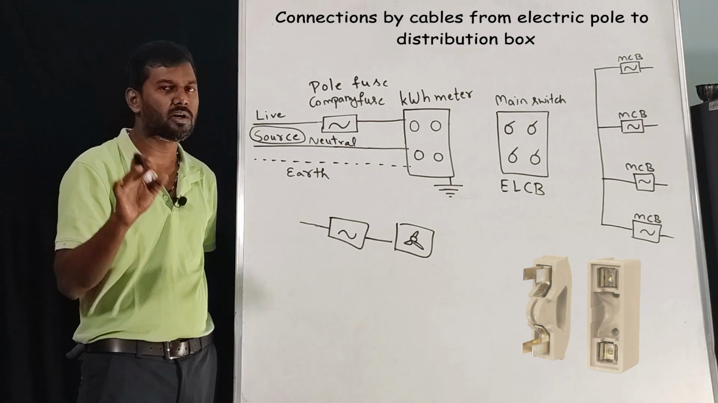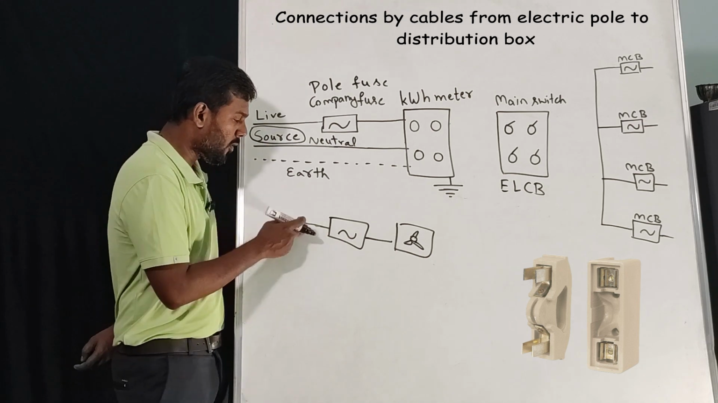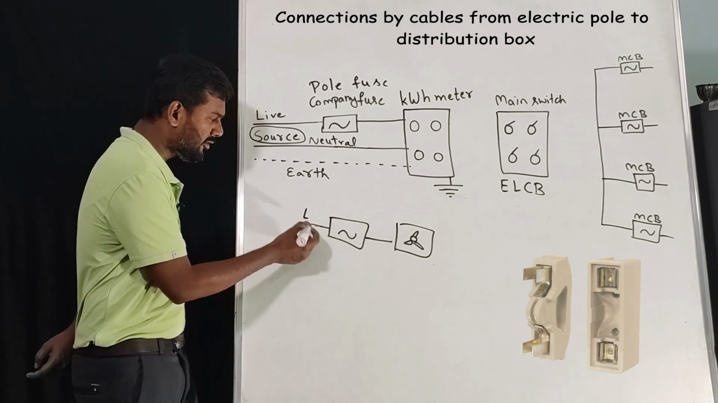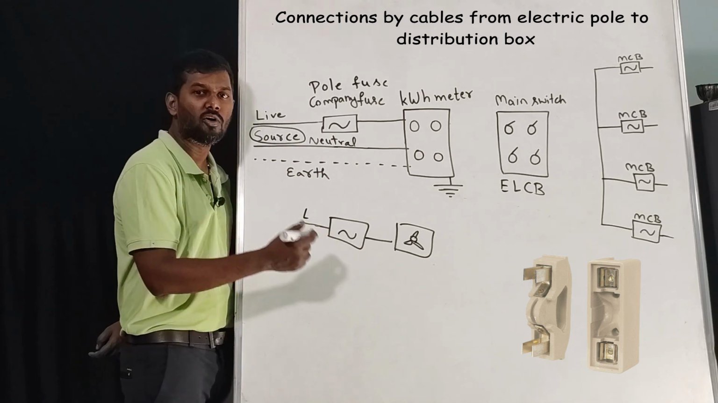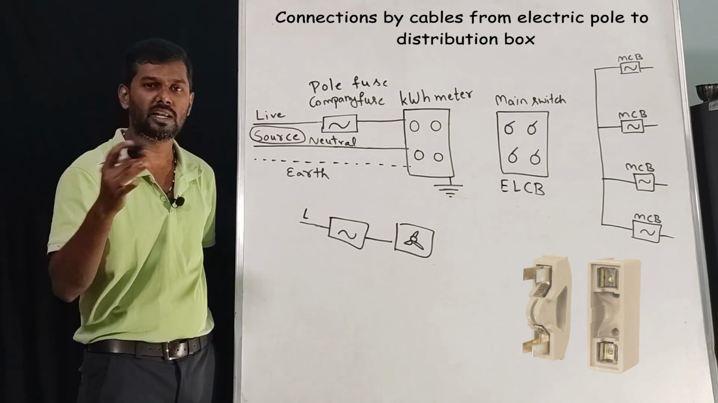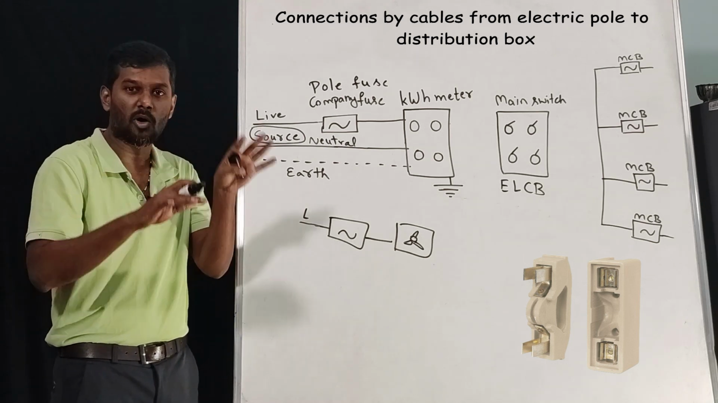All those things we are going to learn in the theory session. Now you need to understand only one thing: why is the fuse always connected to the live wire? When the fuse is connected to the live wire, we know what kind of current we are using: AC current. What do you mean by AC? Alternating current. So the magnitude of current will not be constant, it will keep on changing.